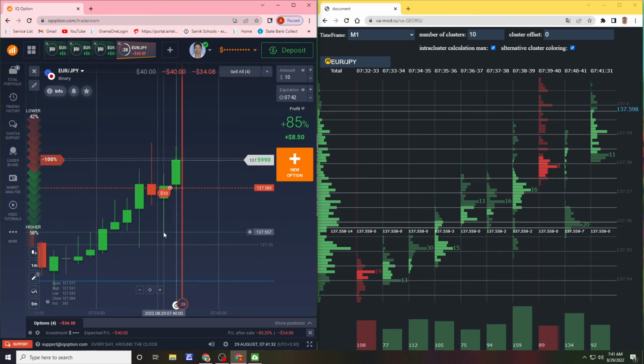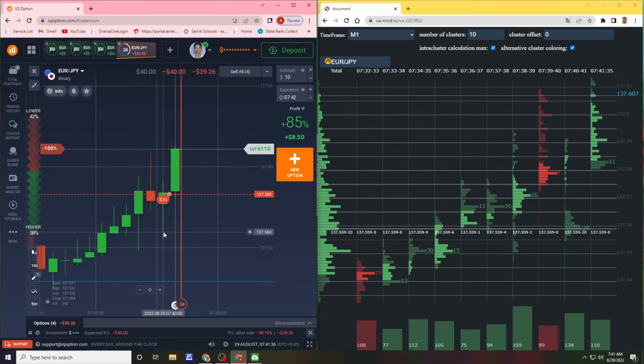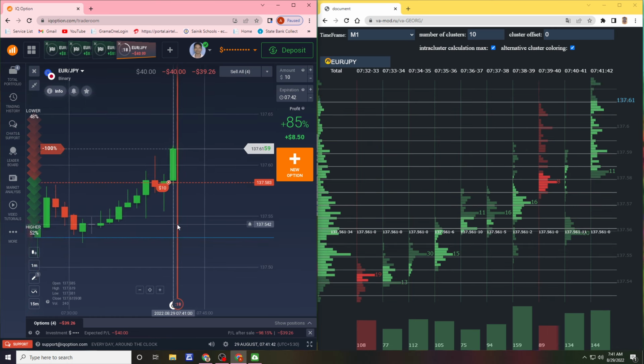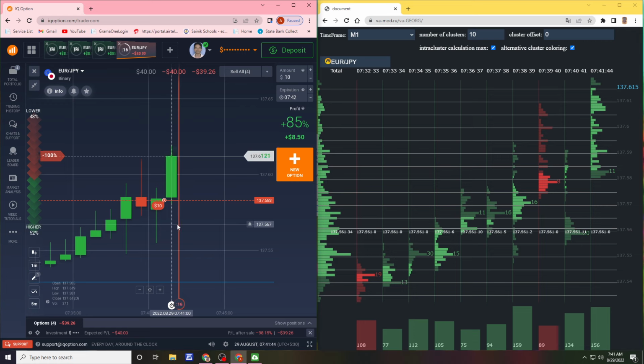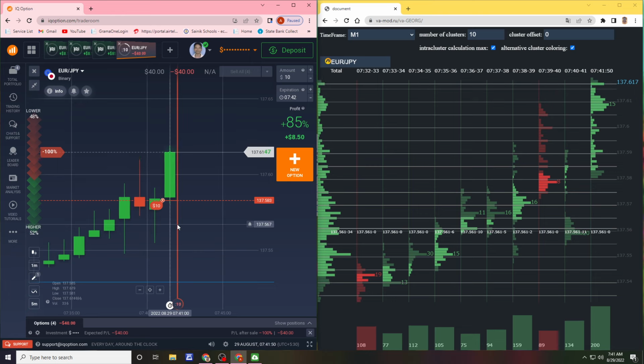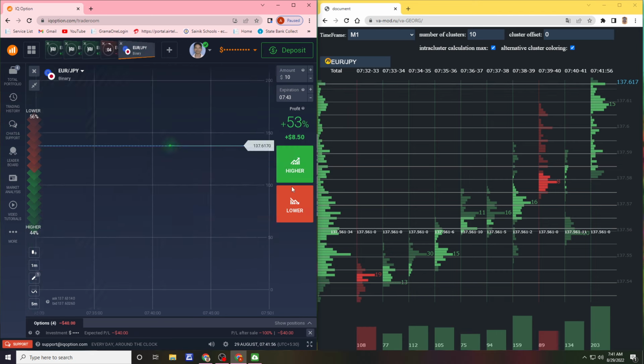The wick is here. There are only buyers here. That's all, go with sellers, but buyers are still strong. I think maybe there is news, maybe JPY news. After this candle, I will go confidently with sellers.